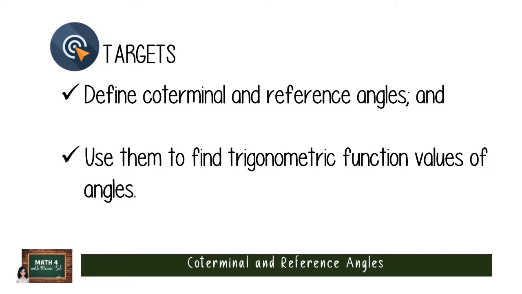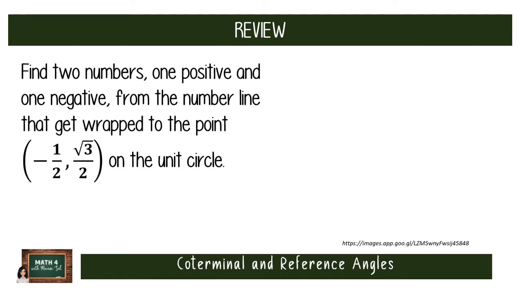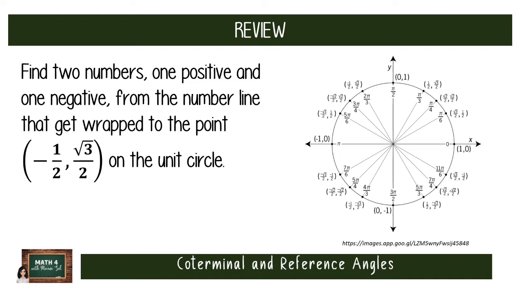known to us. First, let's review what we learned from our class discussion. Say we are going to find two numbers, one positive and one negative, from the number line that get up to the point -1/2, square root of 3 over 2 on the unit circle. To solve this, we locate the point with coordinates -1/2, square root of 3 over 2 on the unit circle. Next, we find the angle whose terminal side contains that point.